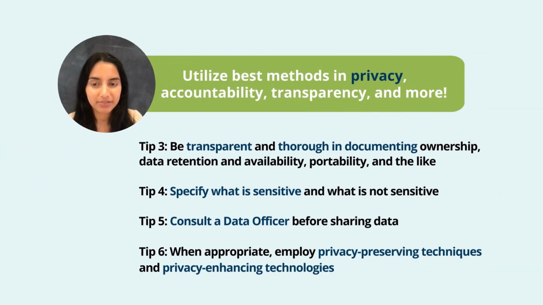With regard to privacy, tip number 3 is to be transparent and thorough in documentation about ownership, data retention and availability, portability, and the like. Tip number 4 is to always specify what is sensitive and what is not sensitive. Tip number 5 is to consult your university's data officer before sharing data. And tip number 6 is, when appropriate, employ privacy-preserving techniques and privacy-enhancing technologies along with the other privacy-preserving tips.